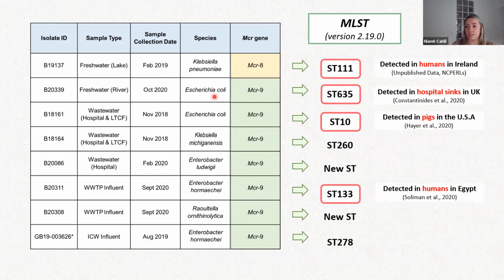I had mentioned that MCR genes haven't really been reported, and MCR8 hadn't been reported in Ireland previously. This is actually unpublished data, and we were informed by the National CPE Reference Lab in Ireland that they had detected an MCR8 positive Klebsiella pneumoniae that also matched the same sequence type as our environmental isolate in a clinical sample this year. They've allowed us to include this for comparison purposes in our study.